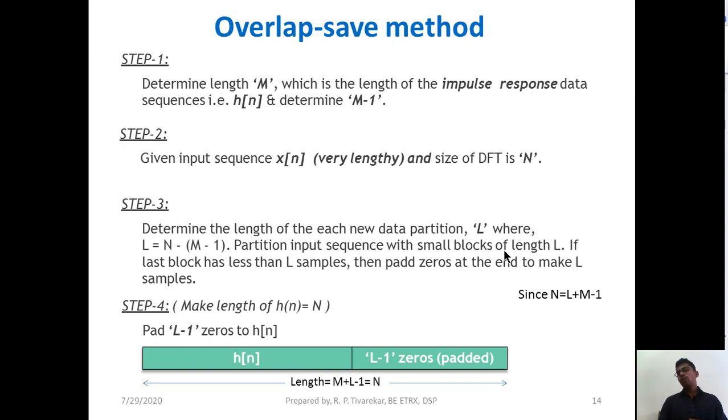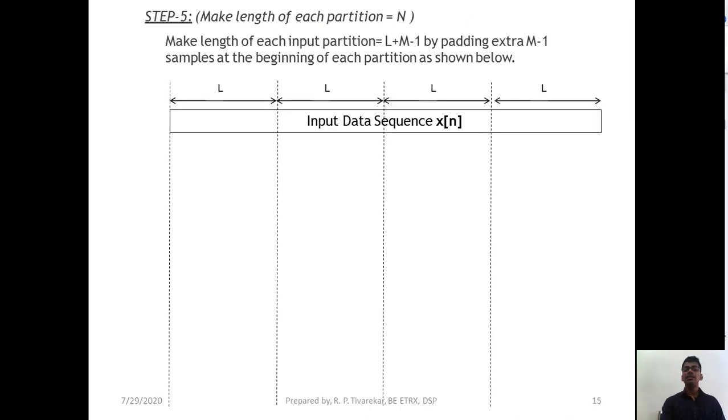So to perform circular convolution of these two and to get the result as if it is a linear convolution result, we want both the lengths of the impulse response and each input partition to be equal to N. So for that, we have to add some samples in each partition of the input sequence so that the length becomes capital N. So we make that length capital N by padding extra M minus 1 samples at the beginning of each partition as shown below.